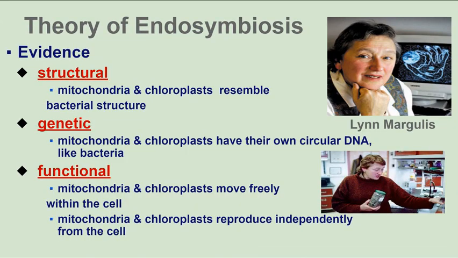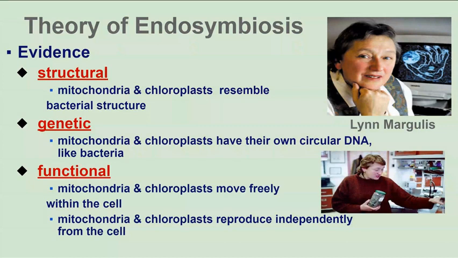So let's talk about the summary of evidence for this endosymbiotic theory. And you see here the pictures of Lynn Margulis, and you read about her in the reading. And she was really instrumental in collecting the evidence for this theory to give it full support. And so the first general line of evidence is structural. Mitochondria and chloroplasts resemble bacteria in a structural sense.